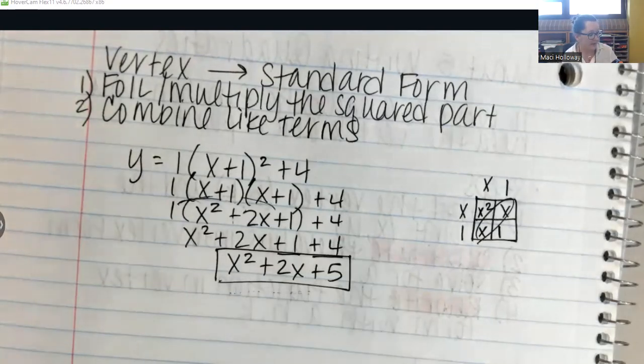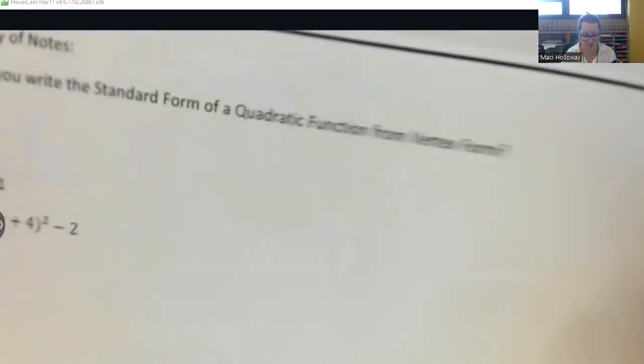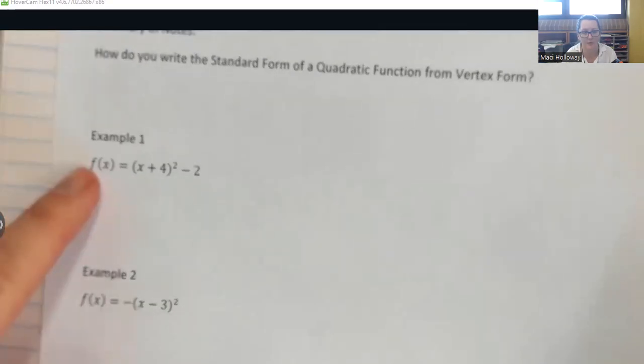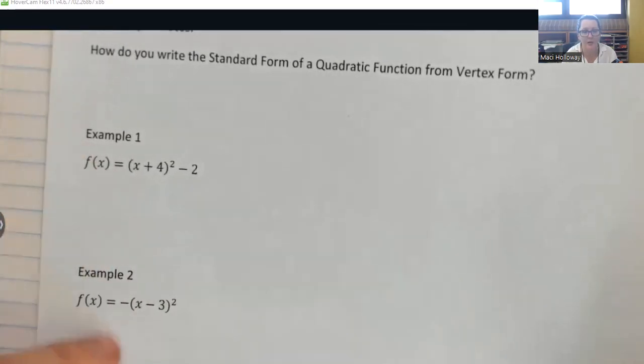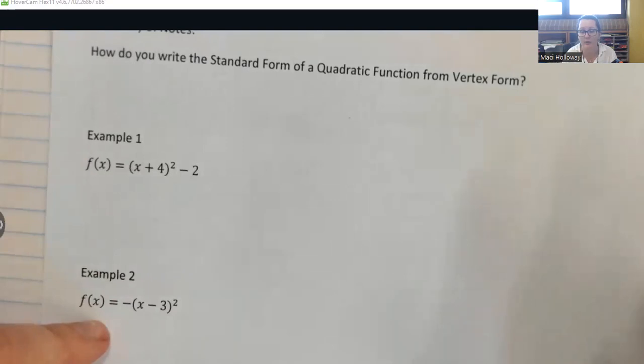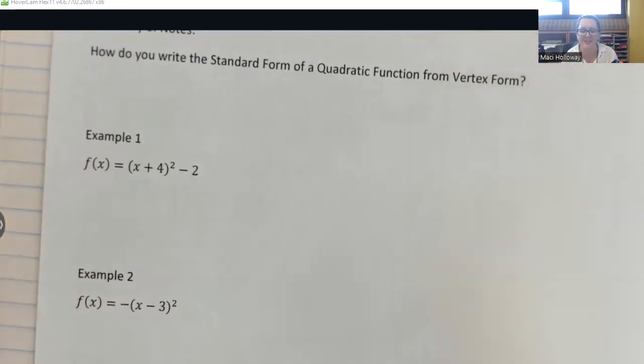Your next step is to go to your summary of notes and do those two examples. Before you go on to the practice, go ahead and do those two examples and check with Miss Holloway, or check with me, I'm Miss Holloway, before you go on to your practice, okay?